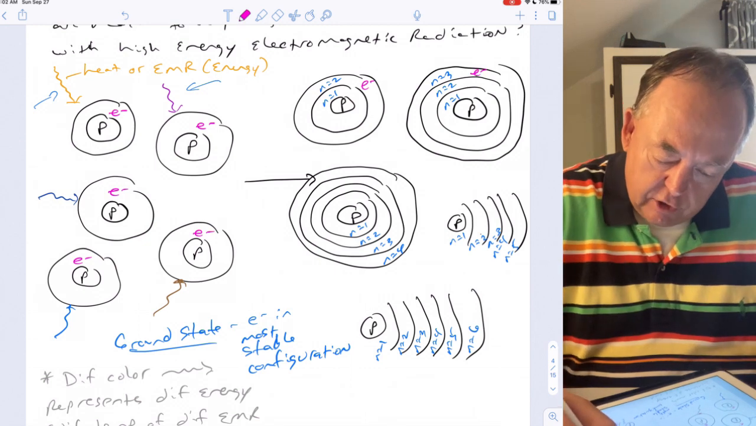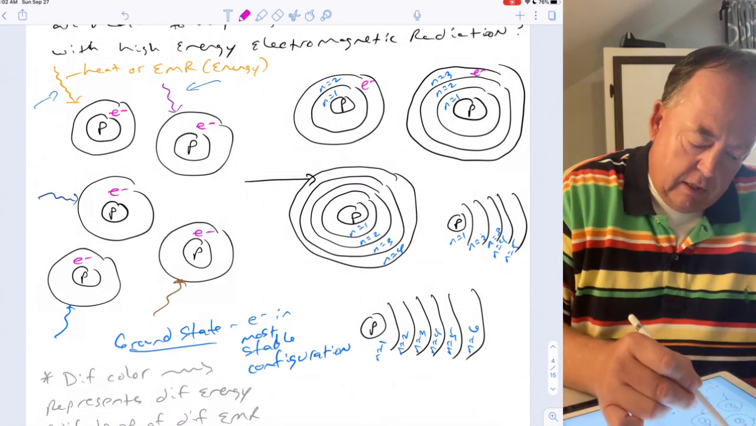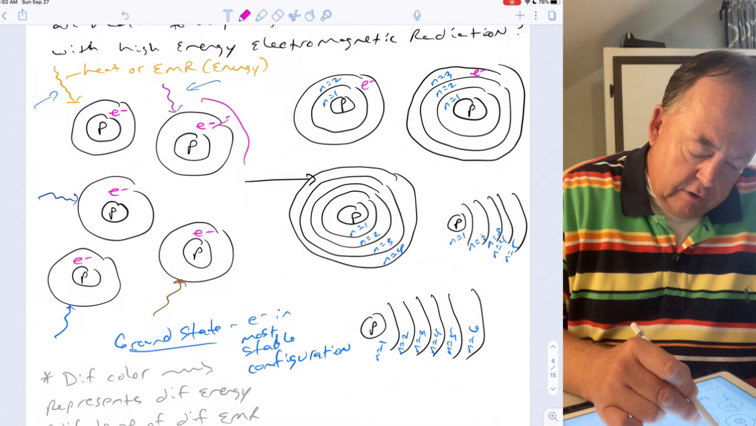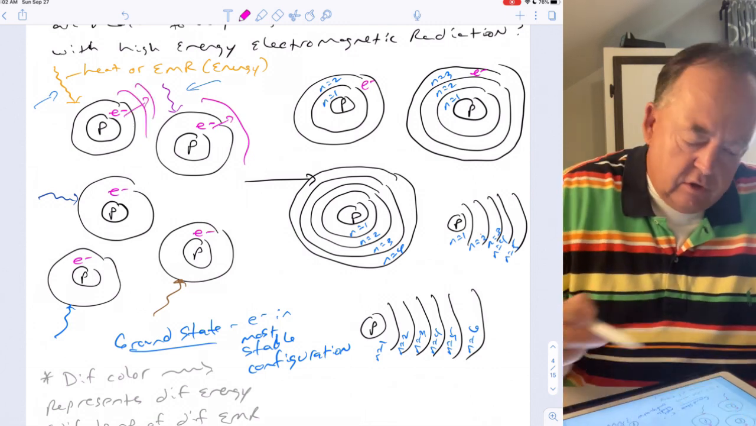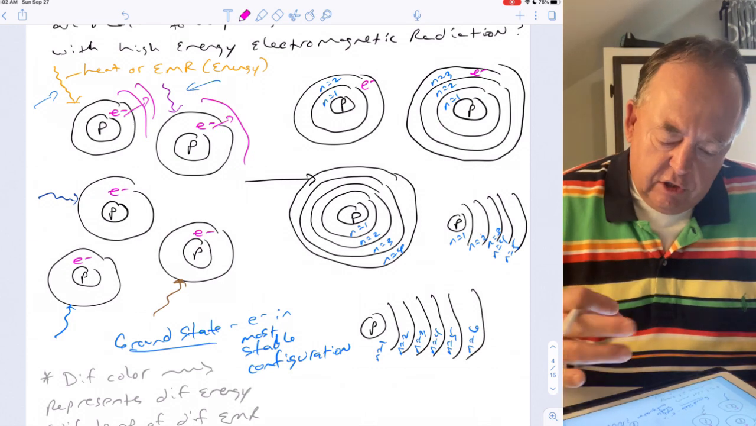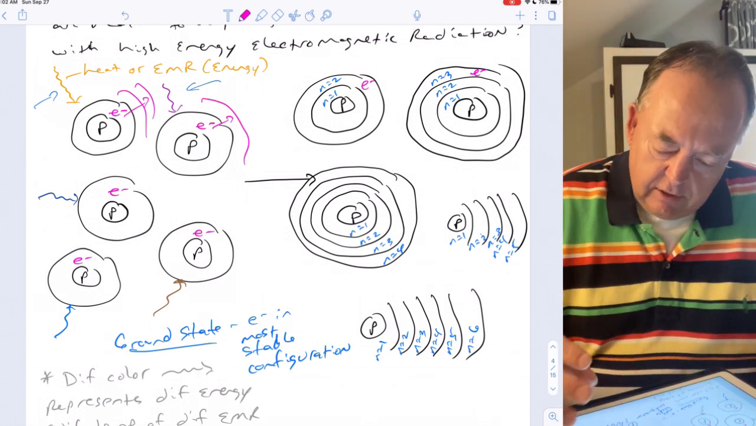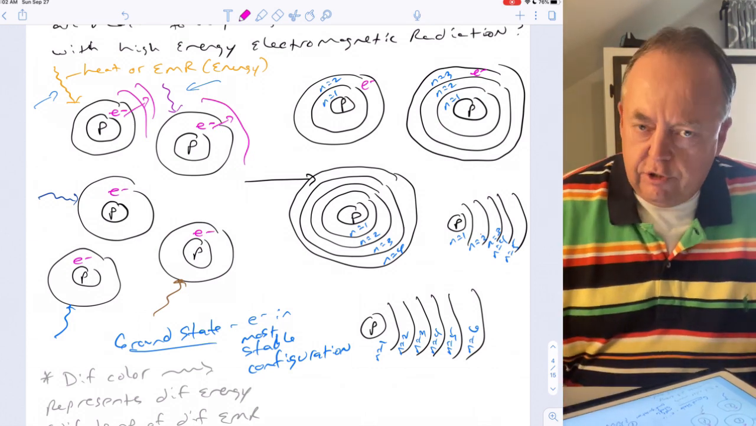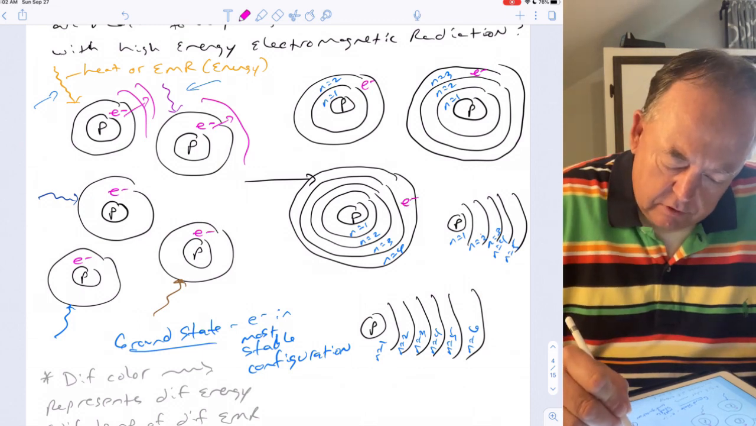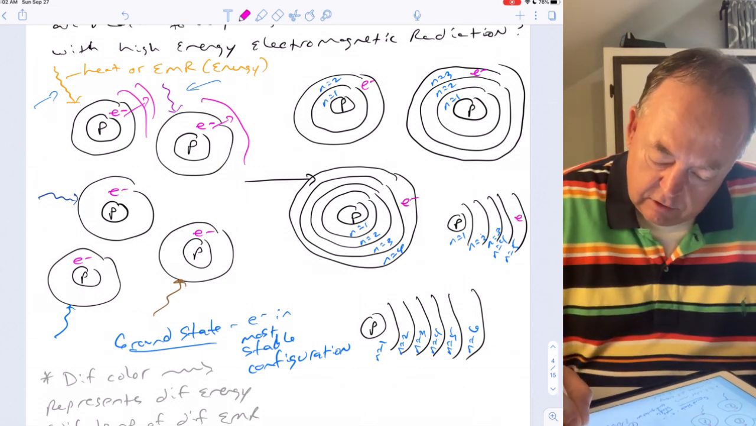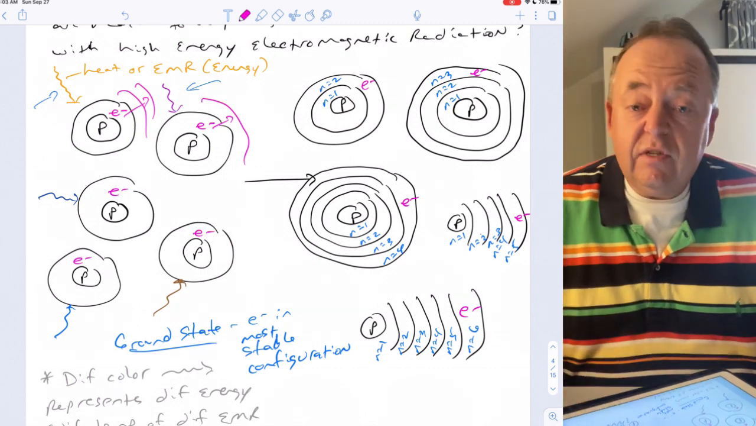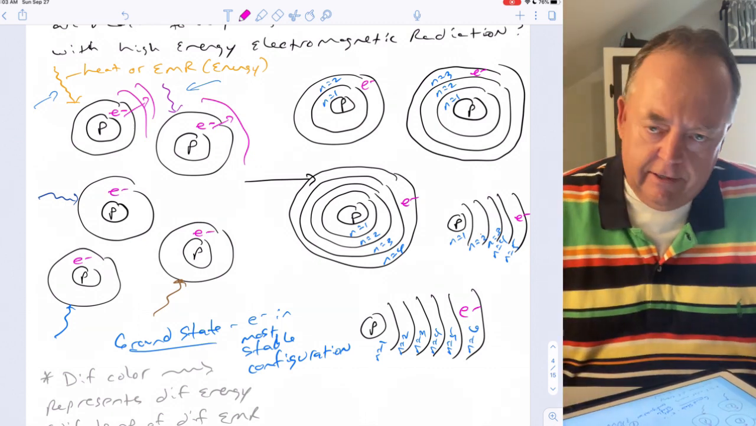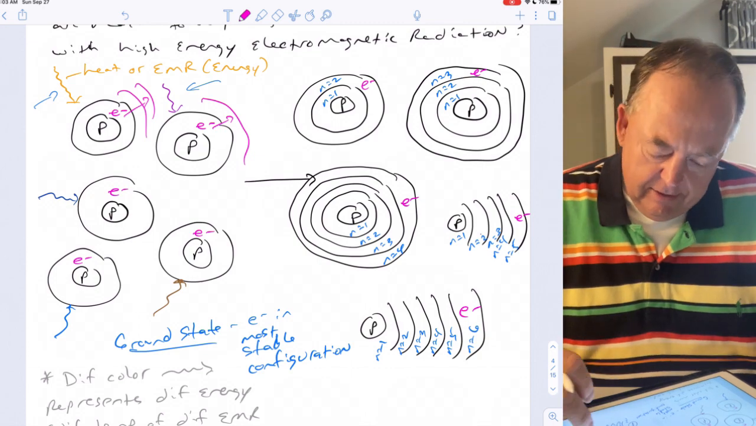Or maybe the electron moves to the third shell. So maybe it moves here to the second shell, right? Or maybe it moves to the third shell. So we'll just consider the first 6 shells just to illustrate the concept. Maybe it moves to the 4th shell. Maybe it moves to the 5th shell. Maybe it moves to the 6th shell. It could move to any shell, right? Depends on the energy that's provided to it.